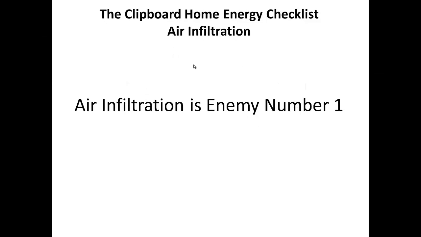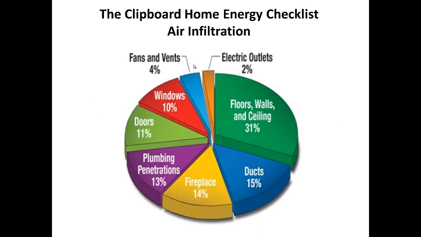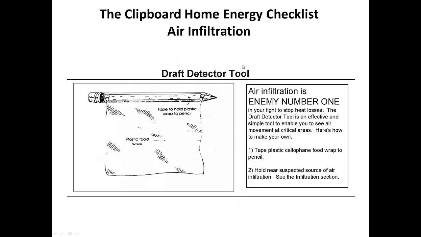So we're going to be talking about air infiltration, and air infiltration is enemy number one. Where does air infiltration occur? Looks like the big culprits are floors, walls, and ceilings. The next biggest culprits are ducts in your house, probably in the attic space, where they've been damaged over time or just poorly installed. Your fireplace, plumbing penetrations, we saw some of those. Your doors and windows, your fans and vents, and also electrical outlets.